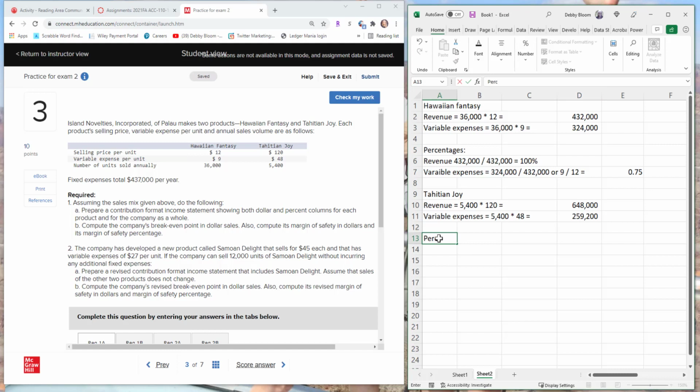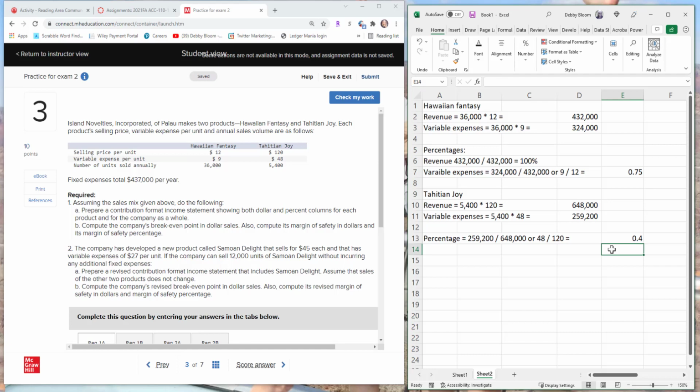Now to calculate the percentage, once again, I can either take 259,200 divided by 648,000, or it would work out the same mathematically if I took 48 and divided by 120. So 259,200 divided by 648,000 gives us 0.4, and 48 divided by 120 would give us the same 0.4.